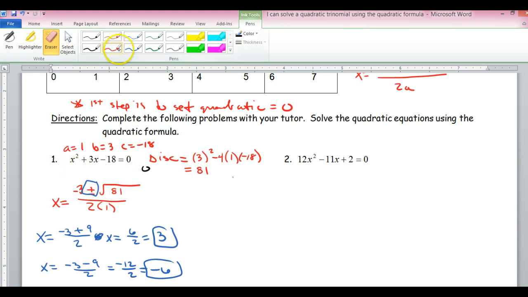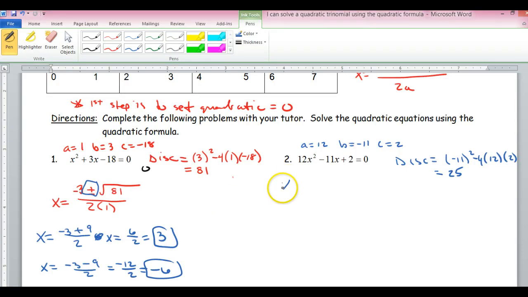Okay? Next example. And look, in this example, a is equal to 12, b is equal to negative 11, and c is equal to 2. So we go ahead and evaluate the discriminant. Negative 11 squared minus 4 times 12 times 2. When we evaluate the discriminant, we get 25. Again, all you are doing to evaluate this is plugging it in a calculator, making sure b squared is in parentheses.